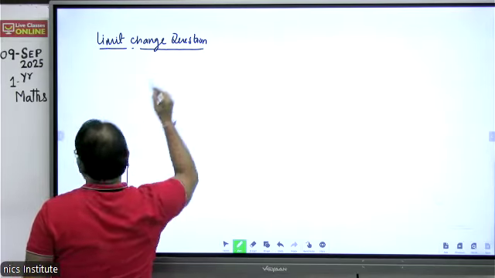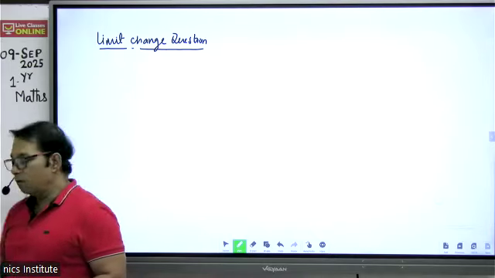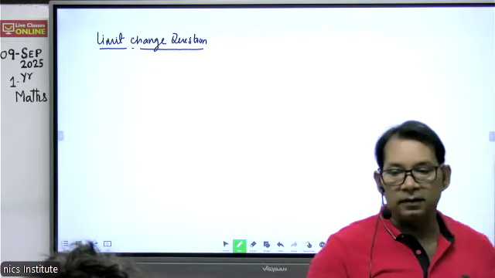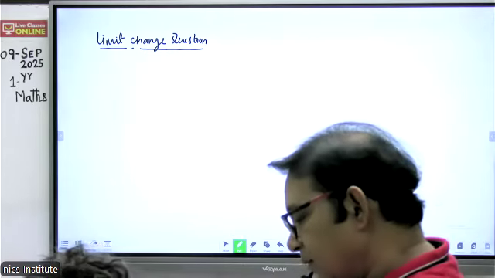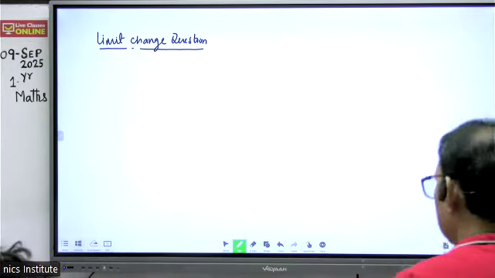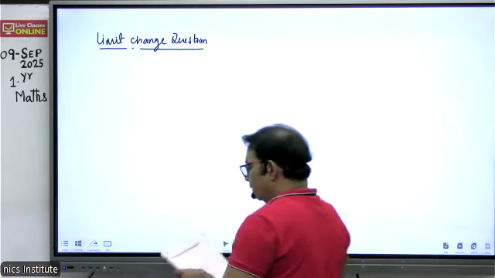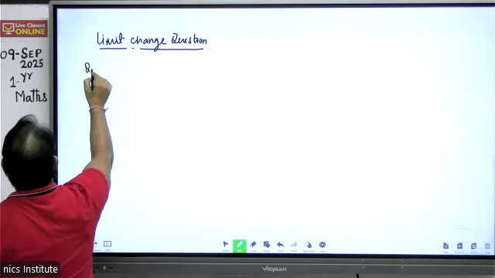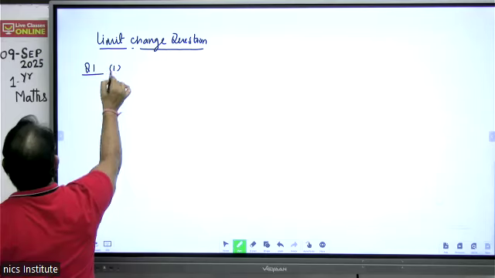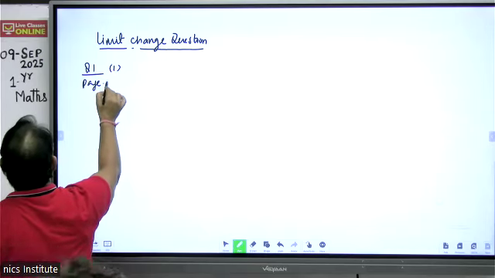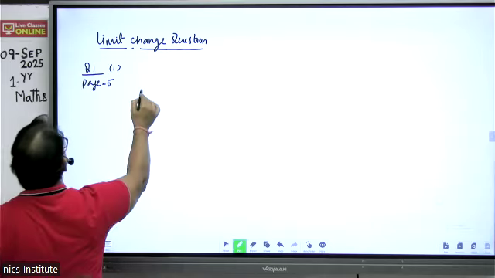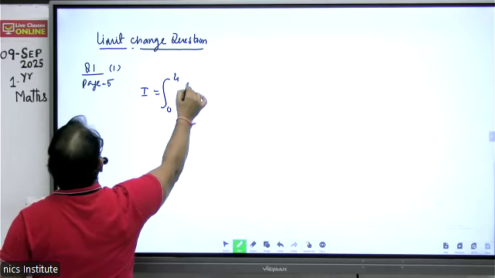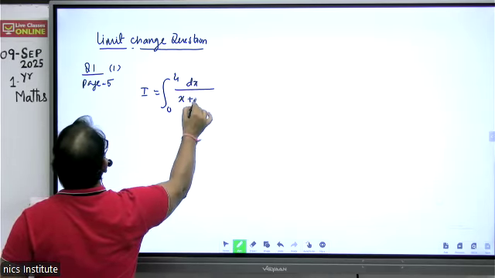Limit change questions. Now, the questions which involve basically definite integral, but you change the limits. For example, question number 1, page 5, question 1, first part. It is integral 0 to 4 dx, x plus root x.